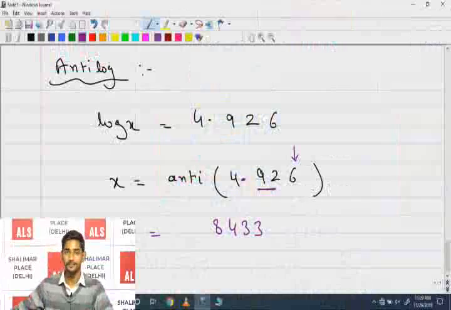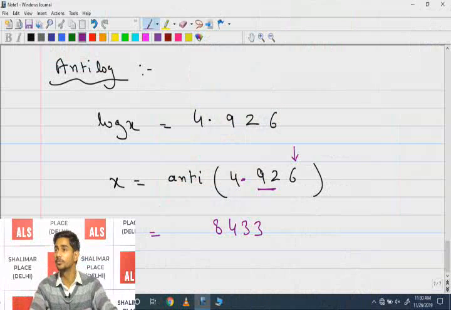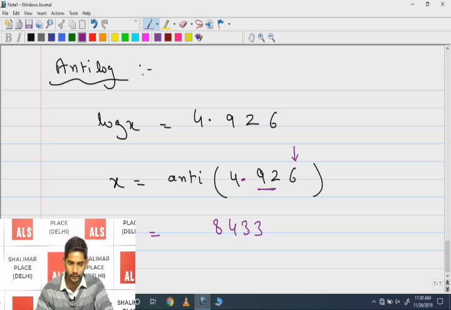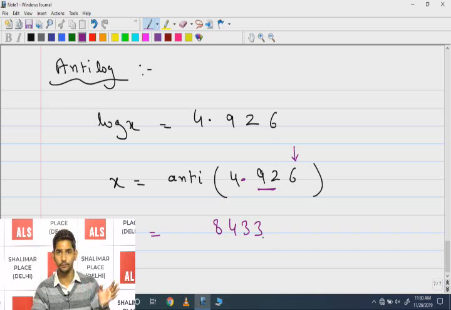Okay, cool. Okay, fine. Just check out. Tell me, are you getting this answer? Those who are getting this one, 8433 in the anti-log table, please confirm. Okay, very good. So what we have to do? See, previously we were putting the decimal before the 4 non-zero digits. This time we will put the decimal after the first digit. Whatever digit it is, 0, 1, 2, whatever digit, I'll put the decimal after the first digit.